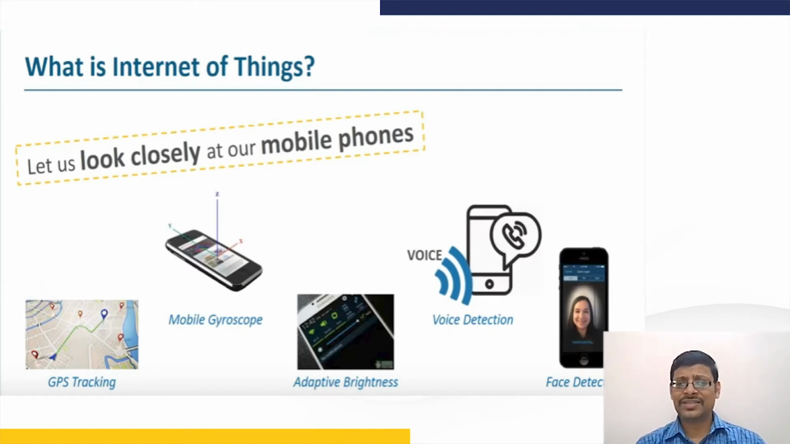So how do these devices communicate, even though they are different devices and not a similar type? One is GPRS, one is mobile, one is the brightness of the mobile, and one is face detection and voice recognition. How are these things happening? Communication between one device and another happens because they use a common platform and a common language in order to communicate.